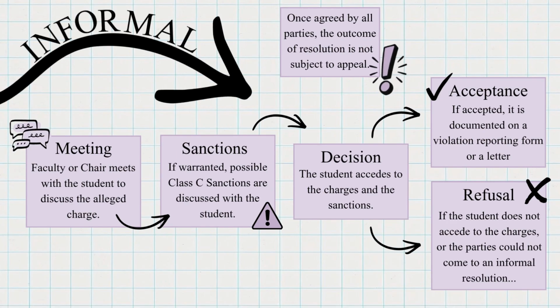In the informal resolution process, the faculty or chair meets with the student to discuss the charge. Possible Class C sanctions are discussed. The student either accepts or refuses the sanctions.